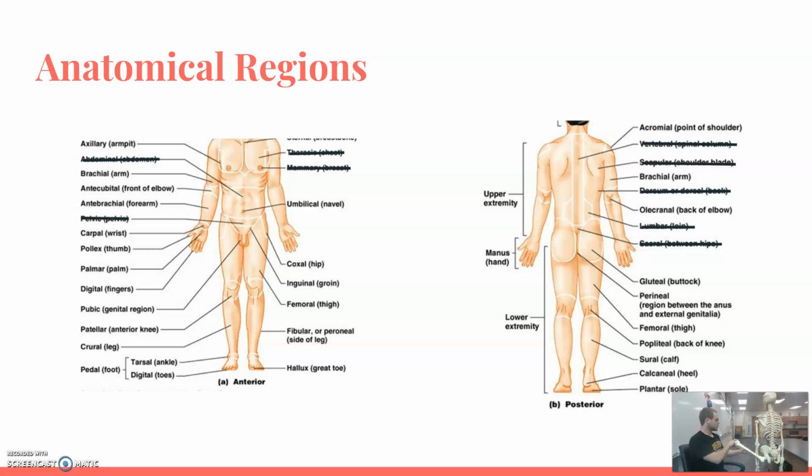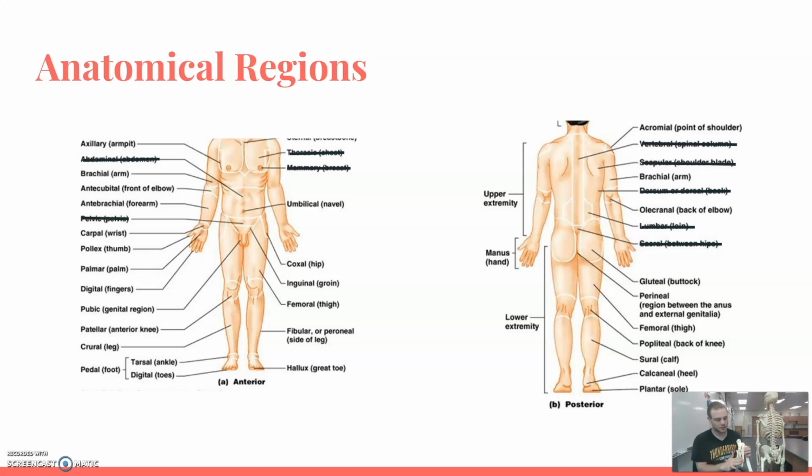The tarsal region is going to be the ankle bone here. One of the bones that's part of this region is the calcaneus, your heel bone, big giant bone on the back of your foot here. It does get its own region known as the calcaneal region. It is famous for being the bone that attaches to the Achilles tendon.